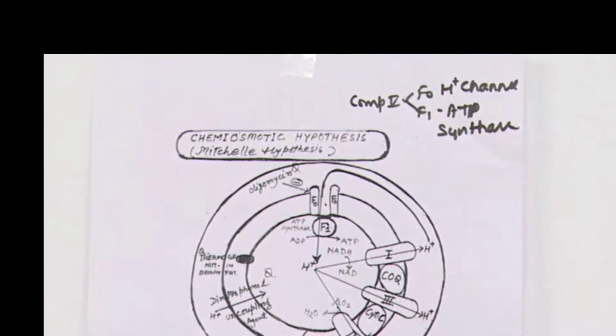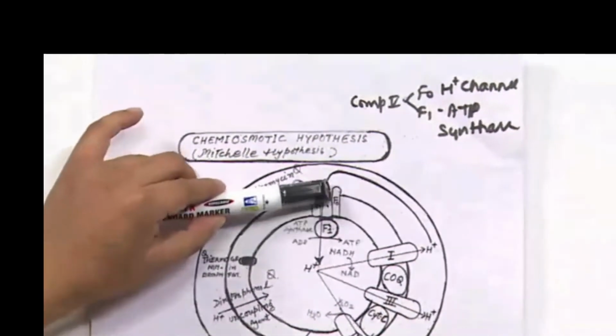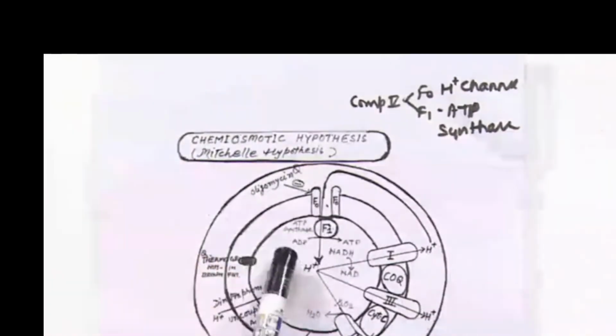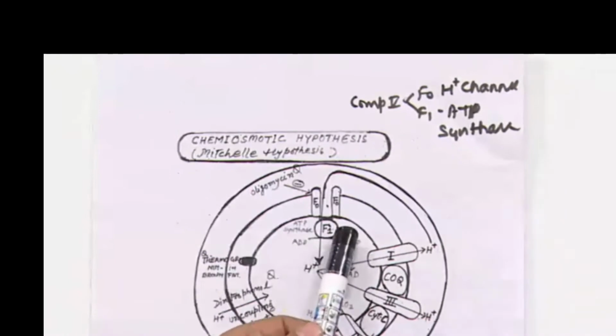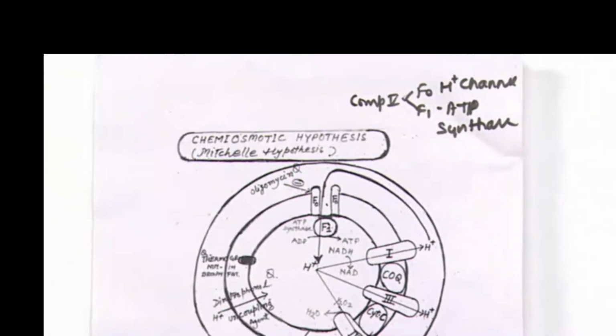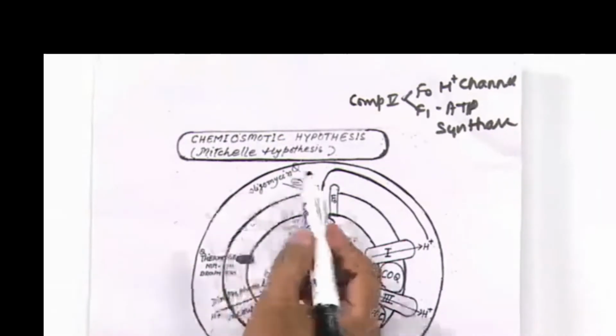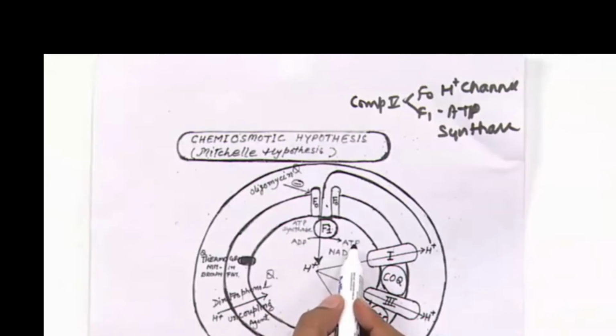This F0 is the H+ channel, F1 has ATP synthase activity, which means that it converts ADP to ATP. We found that when 4 H+ pass through complex 5, 1 ADP is converted to 1 ATP.